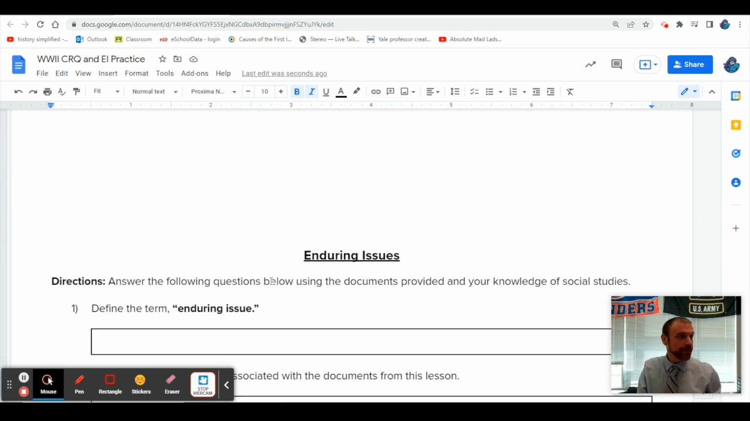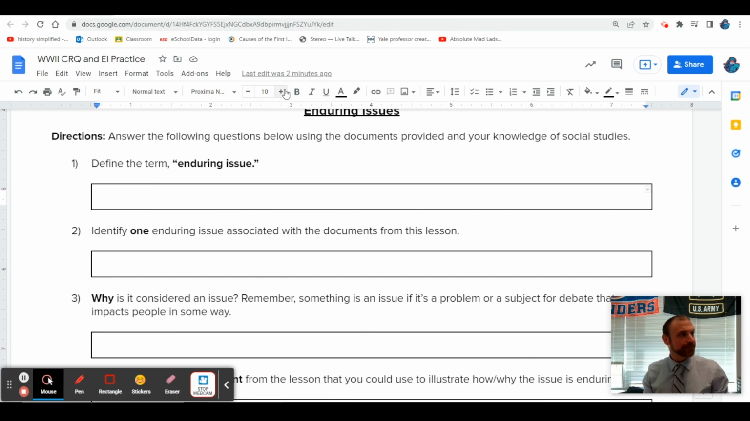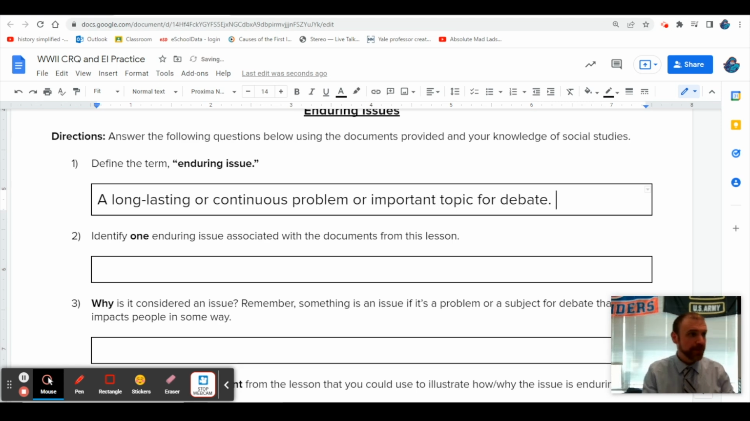All right, turn your attention to this. What about this term enduring issue? Someone who's been quiet. Brianna, what's enduring issue? Do you remember? A long-lasting problem. Let's put it down there. A long-lasting or continuous problem. I'm going to also add a couple words here, or important topic for debate. Because some things that are issues are not always just problems, right?